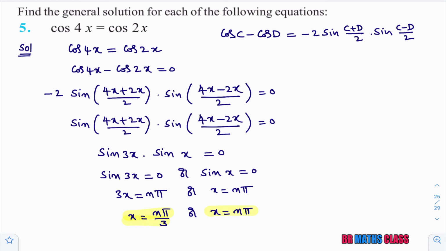So x equal to n pi by 3 or x equal to n pi is the general solution for the given trigonometric equation. In this general solution, what is n? n is an integer. Therefore, the general solution of the given trigonometric equation is n pi by 3 or n pi. I hope you understand this.